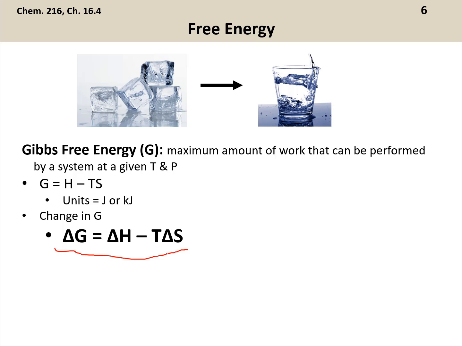And it's the maximum amount of work that can be performed by a system at a given temperature and pressure. Now, that doesn't quite make any sense, right? Well, it's just, if I had some system and I converted all of that energy into work, how much could I get out of it? But this equation is very useful, because what it says is that the change in Gibbs free energy for any system is equal to the change in enthalpy minus T times the change in entropy.